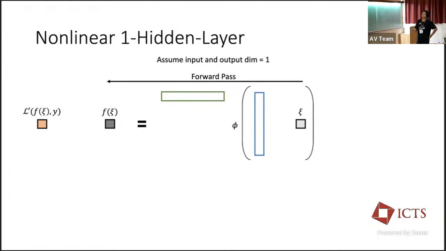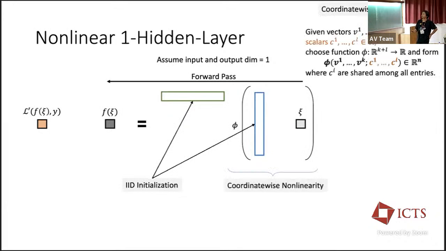Okay, so let's look at this network. This is what the network forward pass looks like. Assuming input and output dimensions are both 1, you take an input, you multiply by the input vector, you apply nonlinearity, and then you scale the product with the output layer, and you get the output of the network. Then you apply the loss derivative function to the output to get the loss gradient. Obviously we are starting from the random initialization. This part is a coordinate-wise nonlinearity.